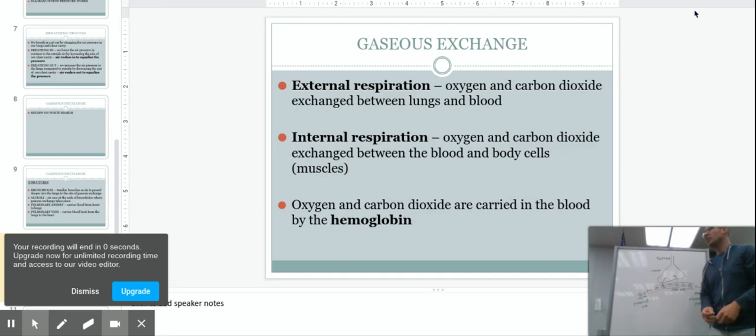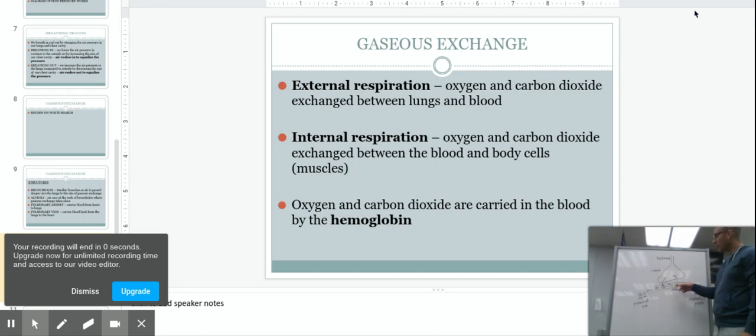Okay, so this is our first site of gaseous exchange. Oxygen coming into the bloodstream, carbon dioxide going out. We call this external respiration. So we have the exchange, which is respiration, and we call it external. Now, that's a weird title to give it because it's still inside of our body, but we call it external because we're exchanging with the external air.